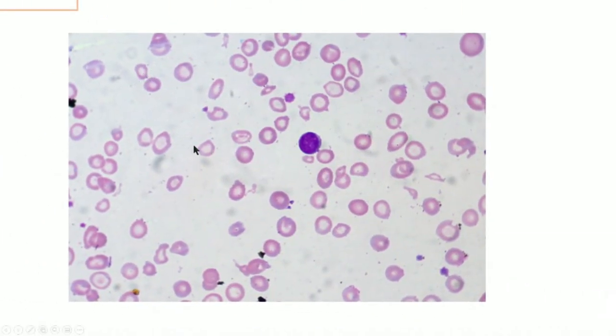On the peripheral smear, there would be target cells, there would be increased central area of pallor, there would be pencil cells or cigar cells or elliptical cells, and of course the size of the red blood cell would be smaller. And along with that, we can find a variety of different sizes, anisocytosis, and along with that there would be poikilocytosis, variety in the shape of red blood cells.